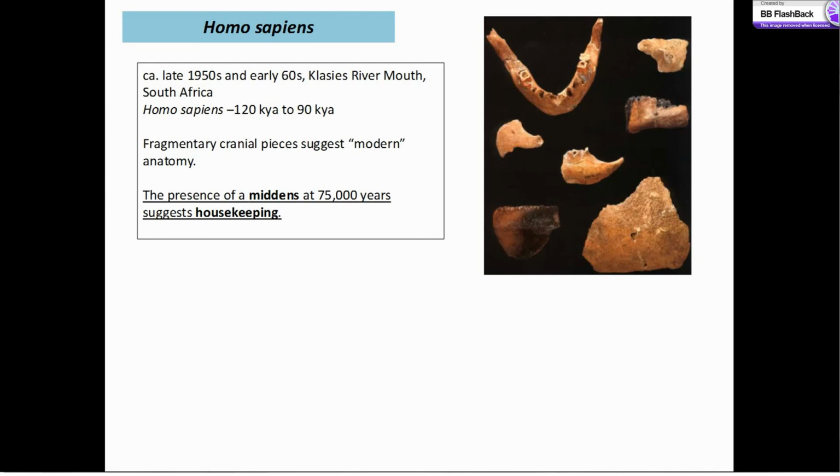What a midden is, if you've taken Anthropology 3, which is Intro to Archaeology, you know a midden is a trash heap, which means about 75,000 years ago, these guys were keeping all their trash in one spot. That's housekeeping. That's sanitation. That is a human thing. Maybe the Neanderthals did this too. I think they did. But this is something that's starting to echo contemporary human behavior.